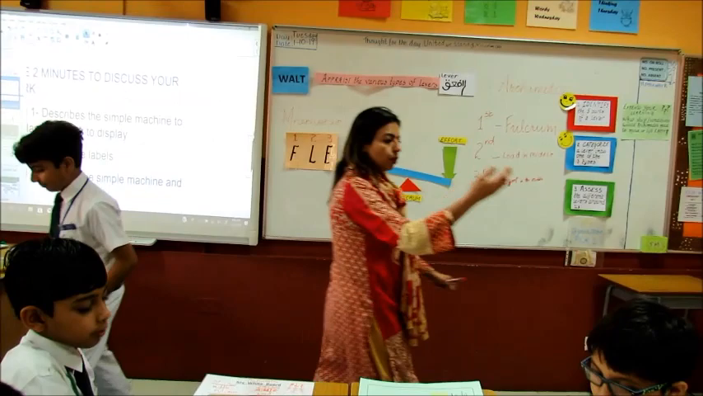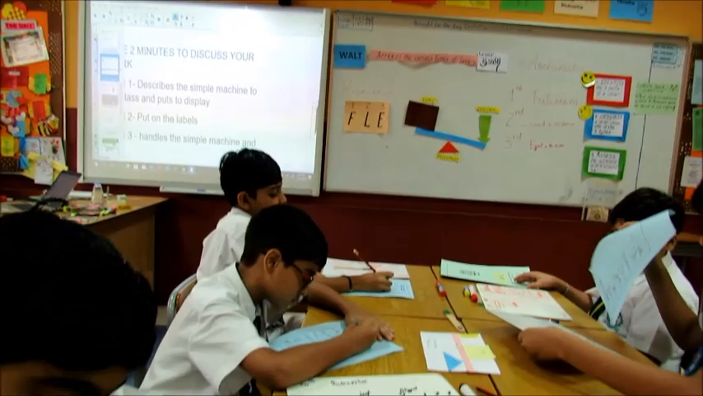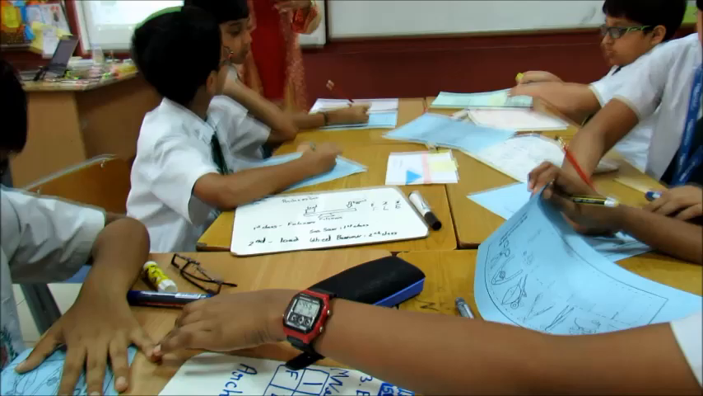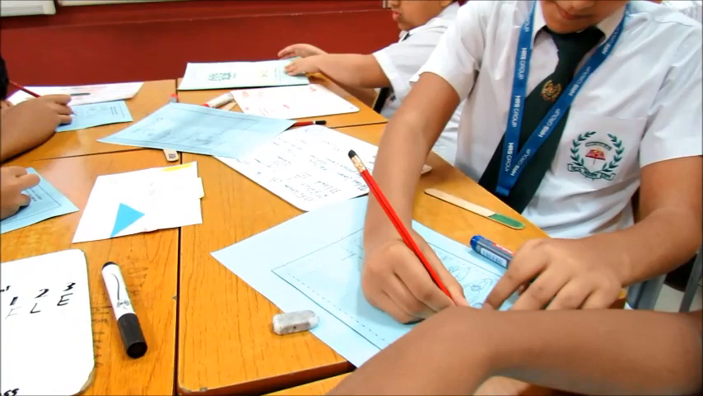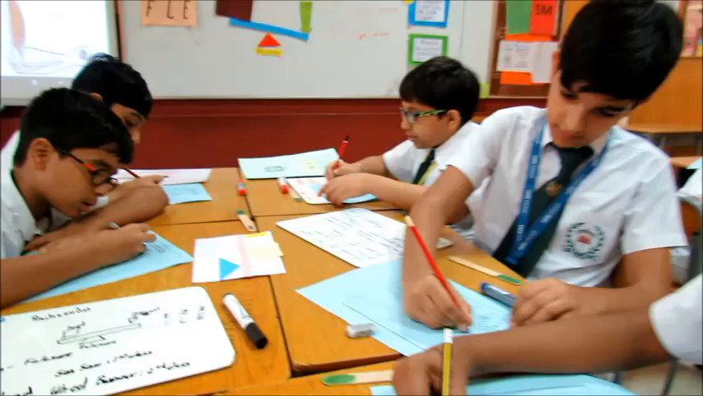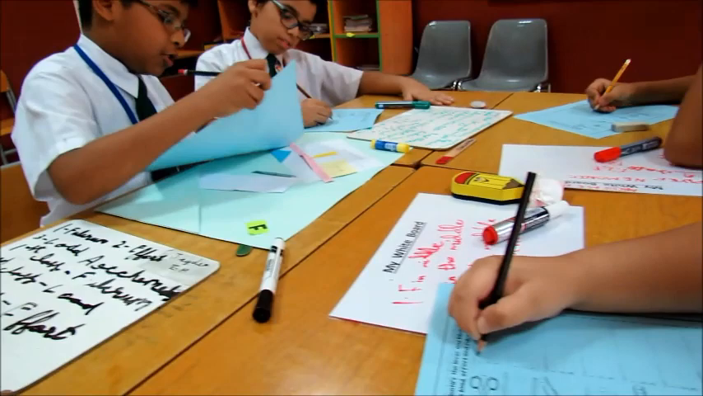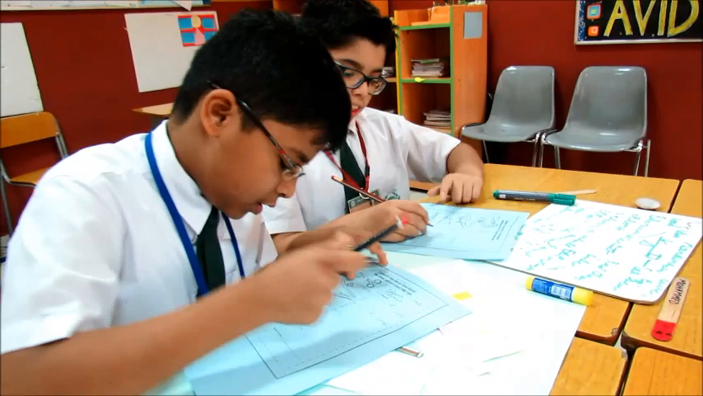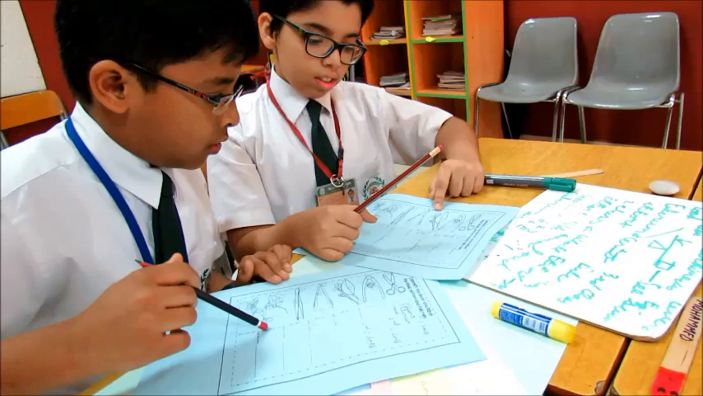I want you to discuss with your partners and complete the rest. The first one is load. The first one is effort. No, the first one is load. And then this is your load. So the first one is effort. So then what would this be? This is also a second class. What would this be? This one is a lemon squeezer. Where do you put the load? Loads here. Efforts in the middle, so it's a third class.